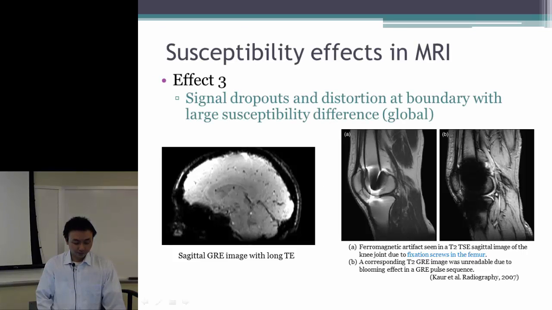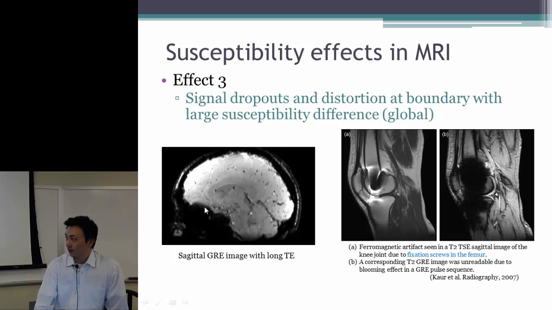And also the third effect that we usually observe in imaging is the signal dropouts or distortions at the boundaries or with large susceptibility differences. This is what we usually observe in gradient echo-based sequences. Because there's a lot of air in the sinus, and the air has a very, very large susceptibility difference relative to the brain tissues, there is a very strong dipole effect around these boundaries, and this dipole effect will lead to a very significant T2 star decay at these local regions.